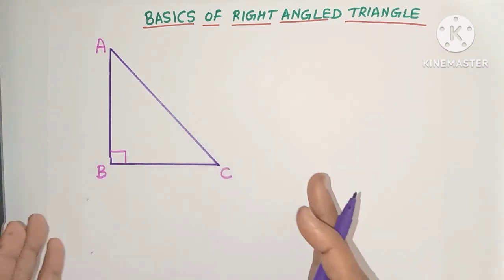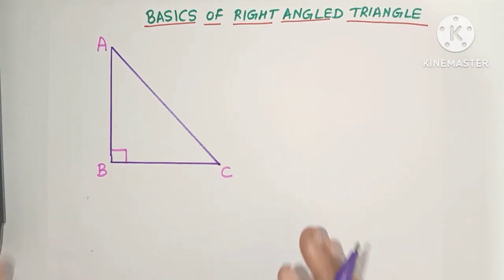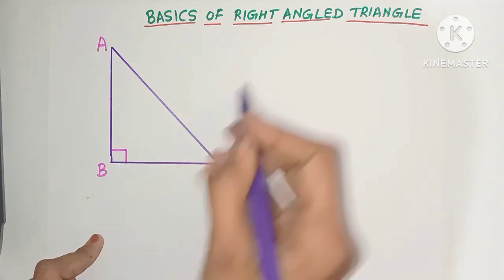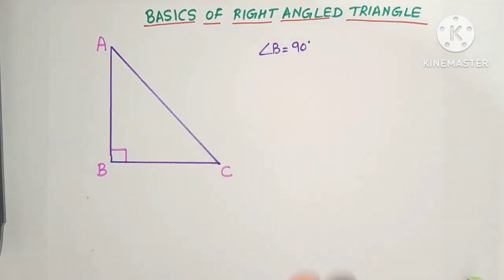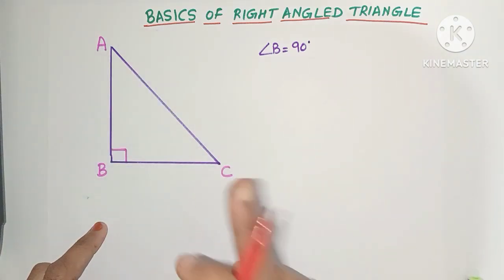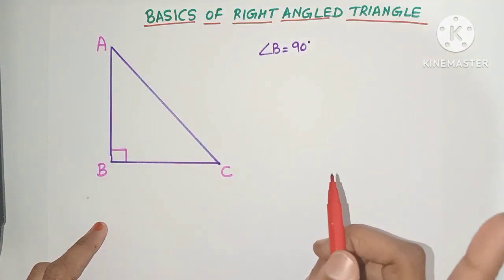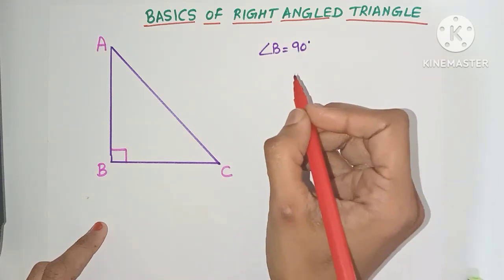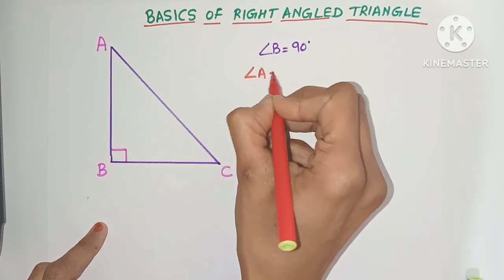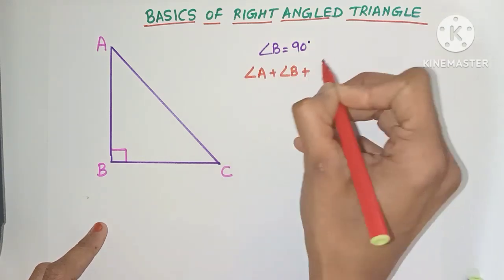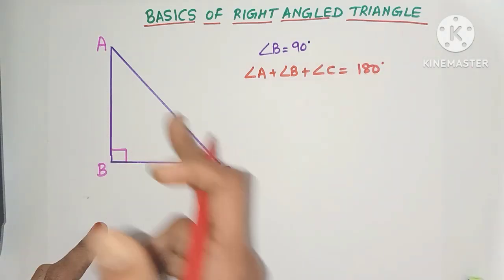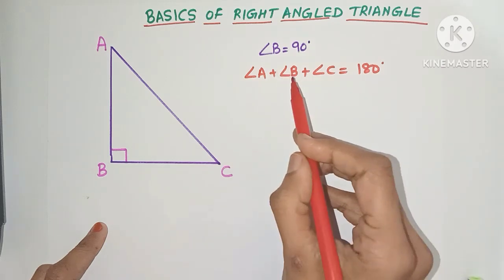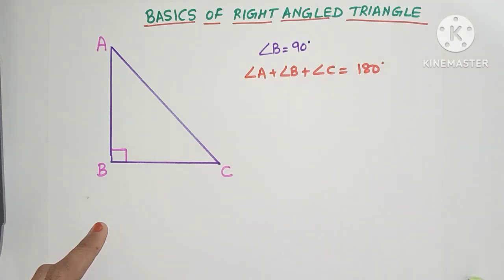So here is a right angle triangle, ABC. Can you tell me where is the 90 degrees? Yes, this is the 90 degrees. So angle B is going to be 90 degrees. So friends, do you recall that in a triangle, you have something called as the angle sum property? Yes, what does it say? It says that the sum of the angles in a triangle will always be 180 degrees. Now there are three angles in a triangle. So angle A plus B plus C will always be 180 degrees.